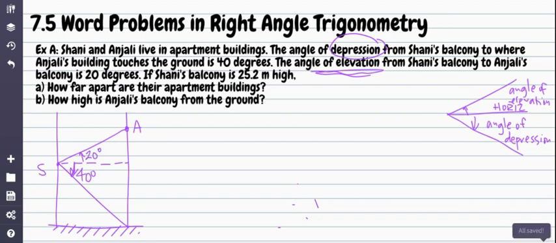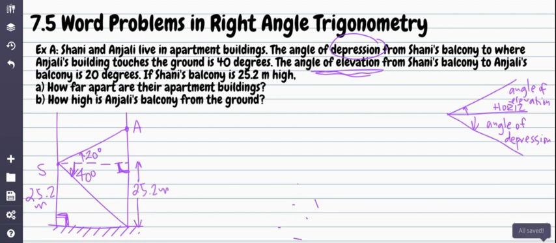And we also know that Shani's height is 25.2. Now we're missing one important piece of information here, which is that these are actually right angle triangles. This is a right angle triangle because the ground is horizontal and the height of her balcony will be vertical, and horizontal things are, of course, perpendicular to vertical things. And so the same here, this is the horizontal, so this has to be perpendicular to the vertical, right? The vertical height. So that also tells us that this part is 25.2 meters from here to the ground.